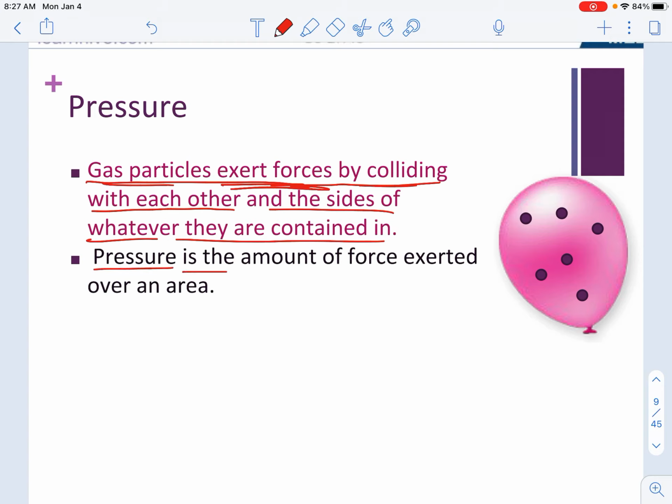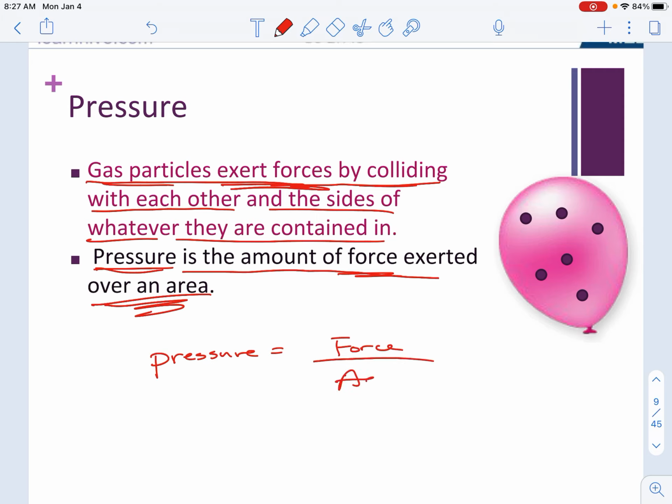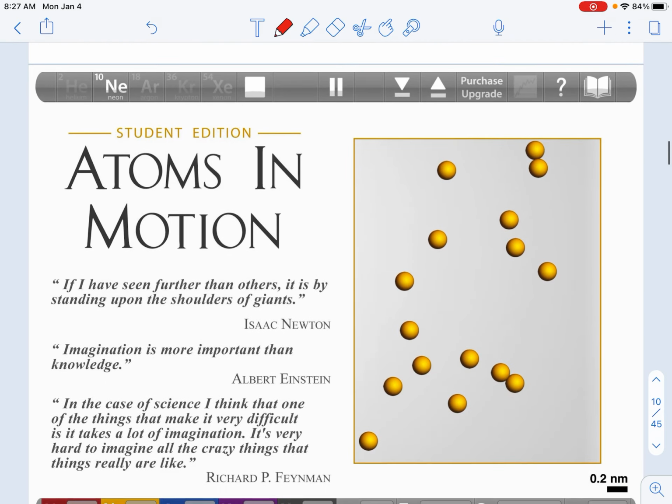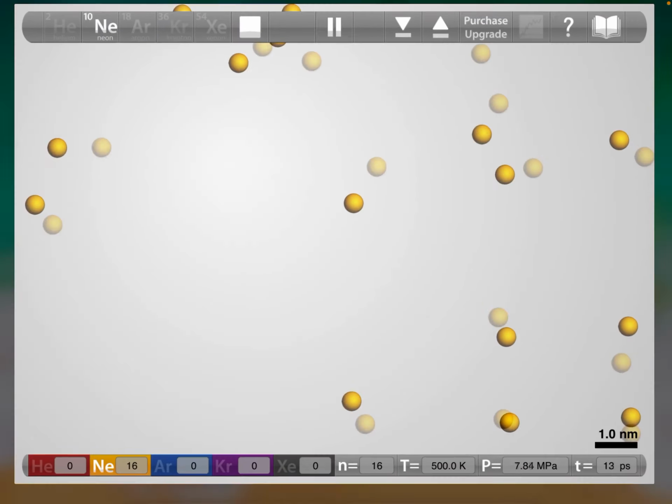This force divided by the amount of area is known as pressure. So if I was to figure out, pressure would be equal to the force divided by a certain area. Can't spell area very well, apparently. Let's try that again. Area. So pressure is equal to force divided by area. And just to illustrate this, let's go ahead and take a look at this.